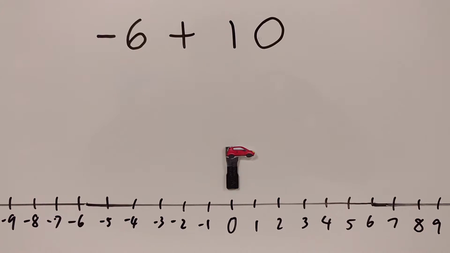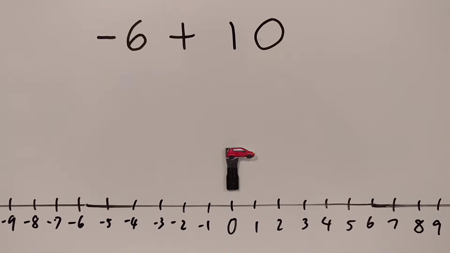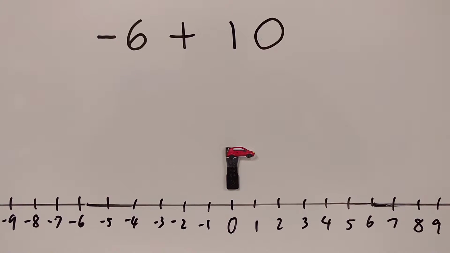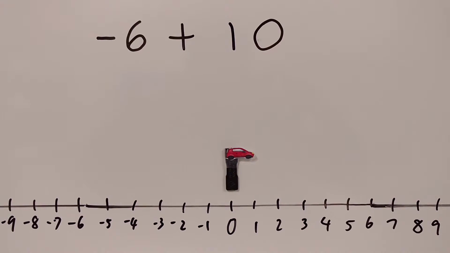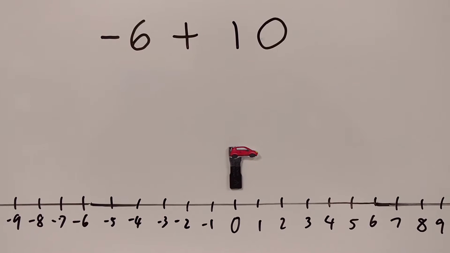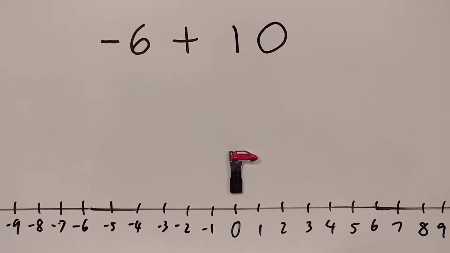Walk through the four-step car model for Integer Addition. Step 1. Place your car at 0, the origin of the number line. Step 2. If the first of the two numbers we are adding is positive, we face the car rightwards in the positive direction. If the first of the numbers we are adding is negative, we face the car leftwards in the negative direction.